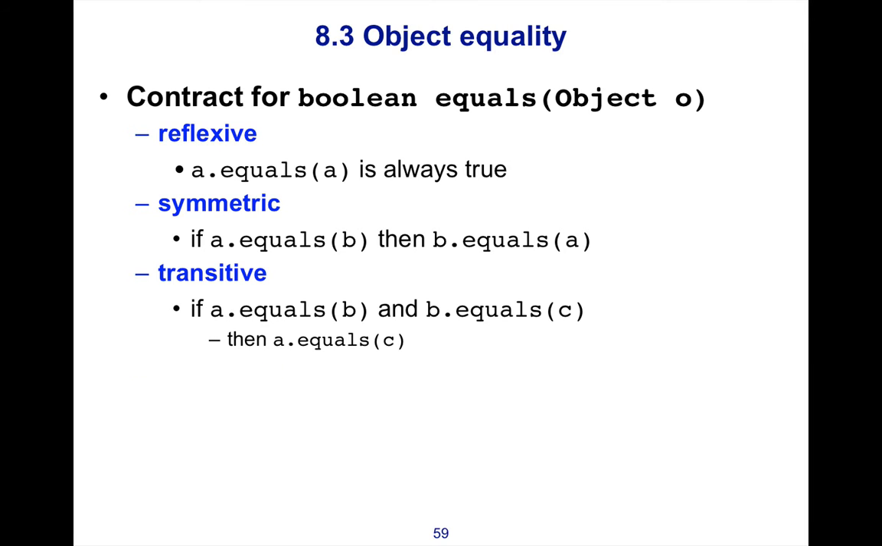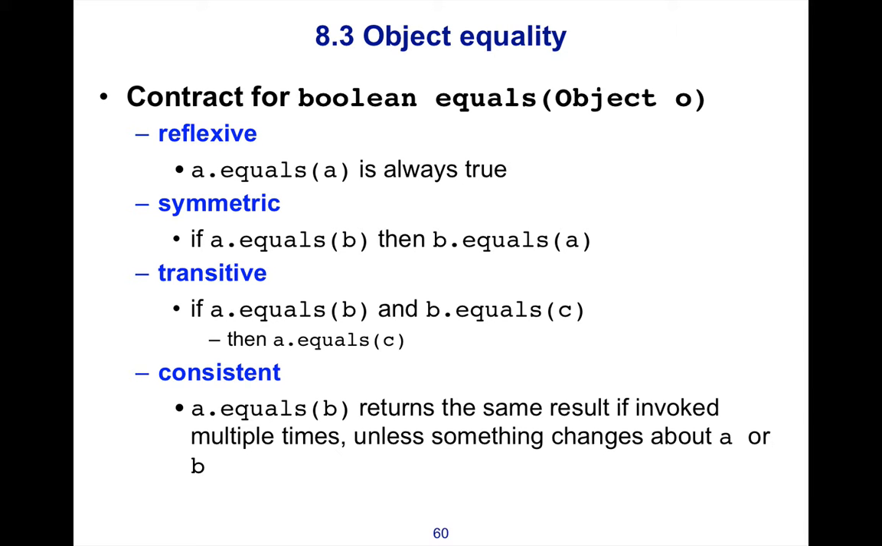Another property we want equals to have is that it should be consistent. If I ask whether A equals B at one point in my code, and nothing changes, and I ask the same question a bit later, I should get the same result. So we don't expect equals, for example, to return a random result. It should be a result based on the contents of the objects under scrutiny, and it should return a result consistent with the values of those objects.